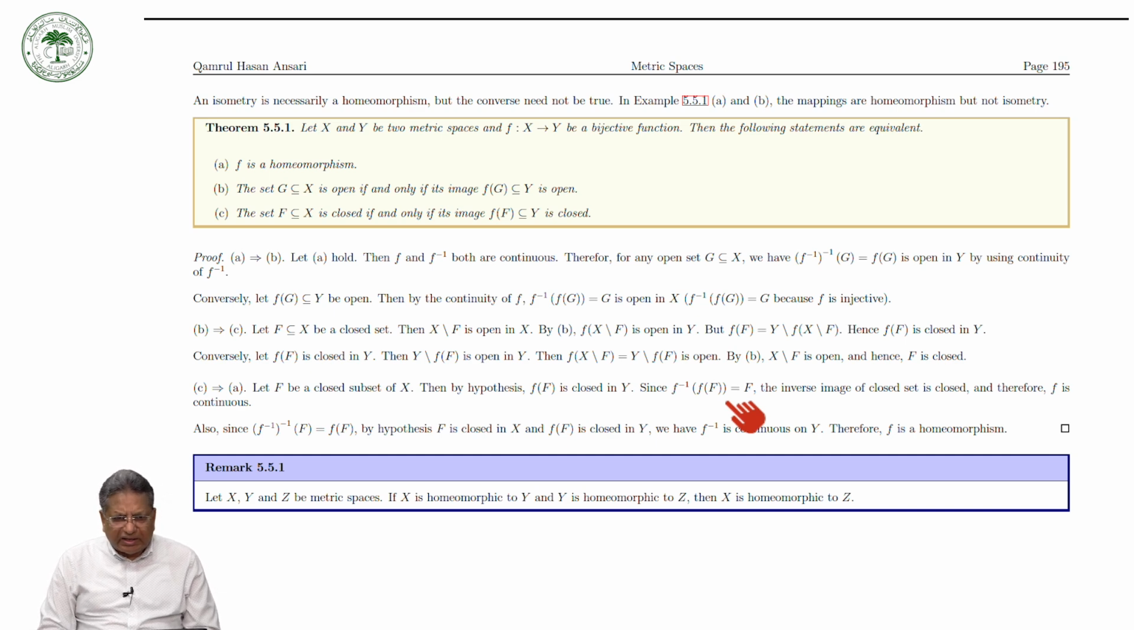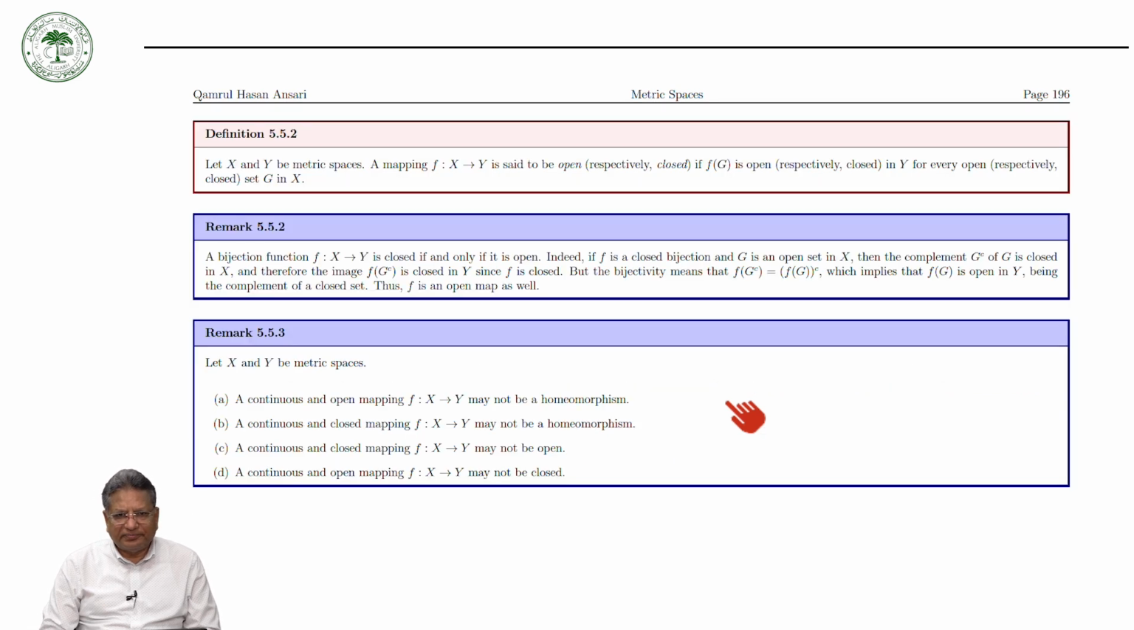As in the case of continuous functions, the composition of continuous functions is continuous, and the composition of uniformly continuous functions is uniformly continuous. Similarly here, if X, Y, Z are metric spaces, and if X is homeomorphic to Y and Y is homeomorphic to Z, then X is homeomorphic to Z. This is very simple, we can prove it very easily.